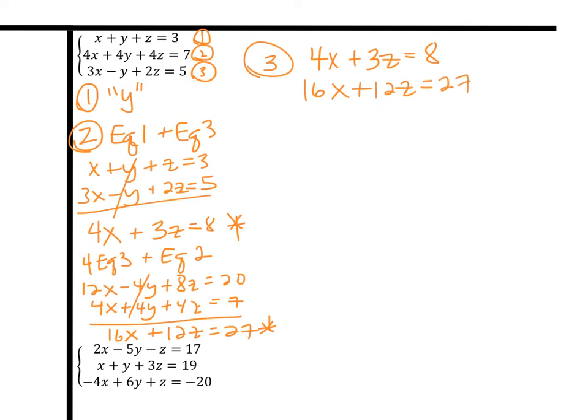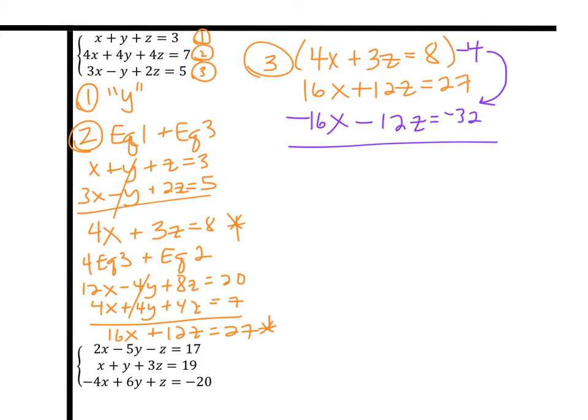So it looks like I'm going to have to change either x or z. I don't think it really matters. If I take the x's, I could multiply the first equation by negative 4, and then that would become negative 16. So I'm going to do that and just drop it right underneath. Negative 4 times 4 would be negative 16x. But then I get negative 4 times 3, and I get negative 12z. And then negative 4 times 8 is negative 32.